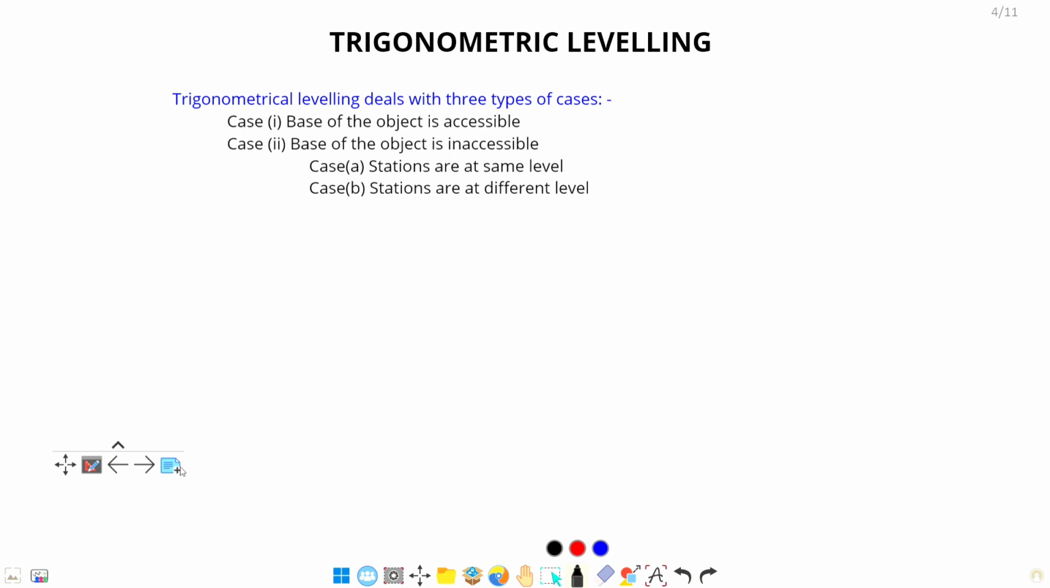In trigonometrical leveling we are going to deal with three different cases. The first case is if the base of the object is accessible. Means if you are seeing a tower and its base is accessible, you can measure the horizontal distance from the base of the object to where you have set your tripod and your station. If you can calculate the distance between these two points, then it comes under the first case, that the base of the object is accessible.